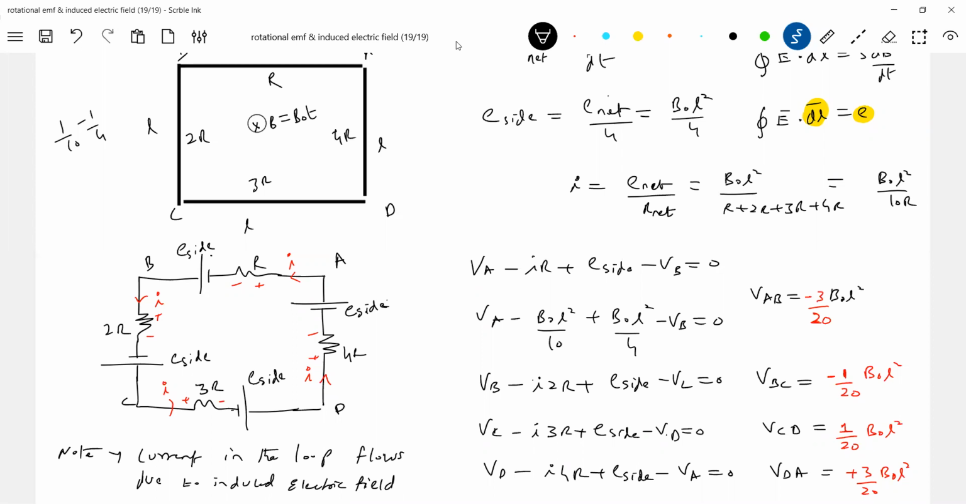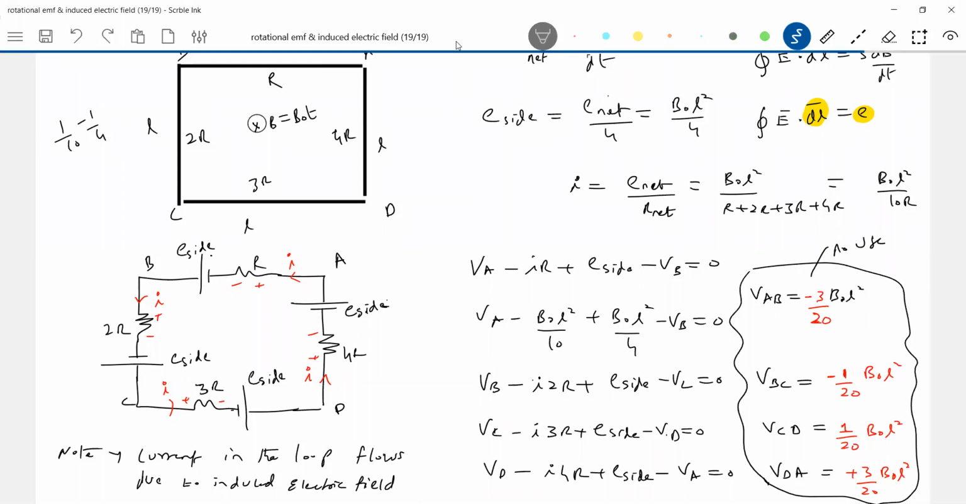So it's quite meaningless. I calculated potential VAB, but it's of no use. Just for your mathematical purpose, you have calculated. All these things are of no use. It's quite meaningless to discuss all these things here. So that induced electric field is responsible. It will only push the charges. It will only drag the charges.